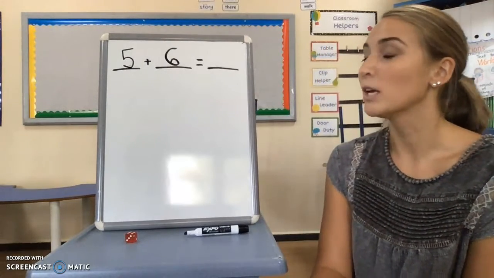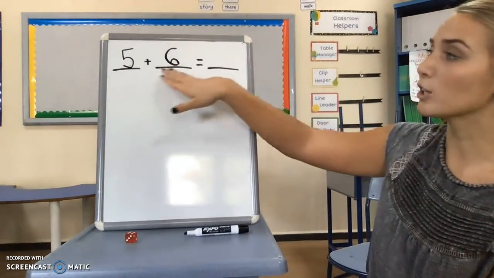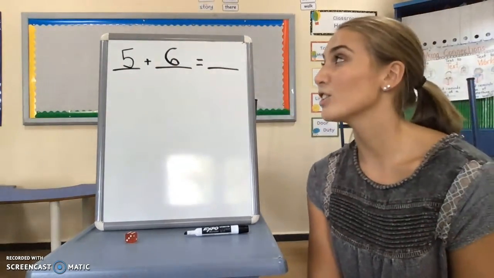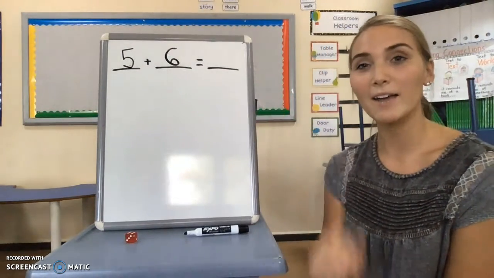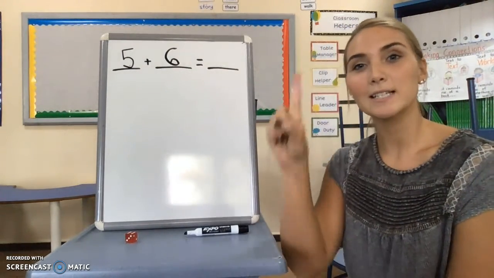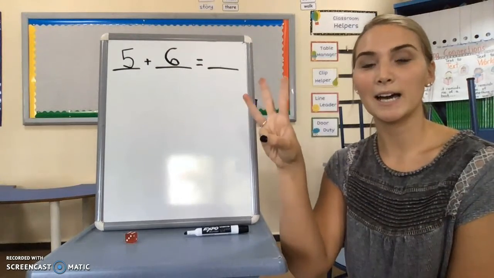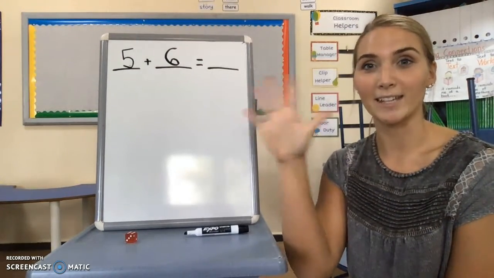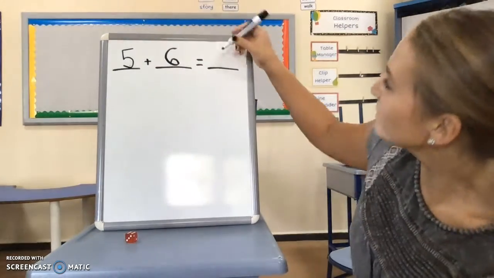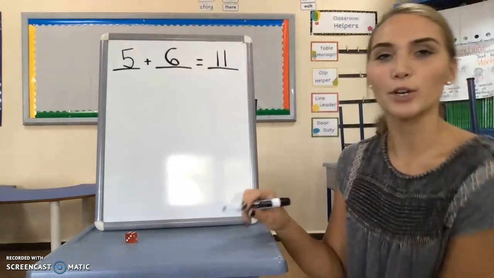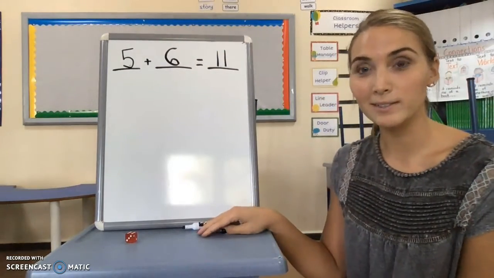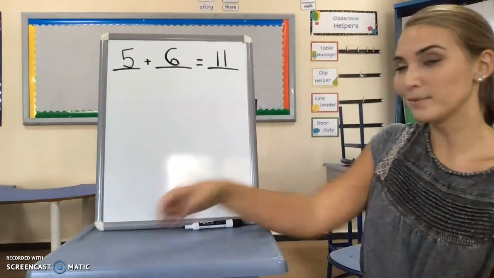So I'm going to look and find the larger number, and the larger number is 6. So I'm going to tap 6 and count up 5 fingers. 6, 7, 8, 9, 10, 11. So 11 is my answer. And then, boys and girls, we can play it again.